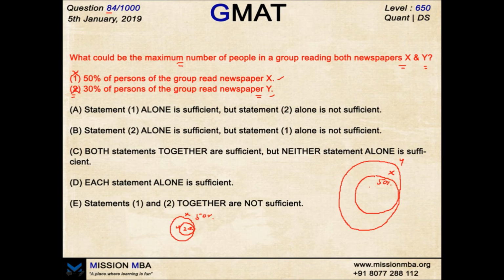But when you give me both, X 50 and Y 30, the maximum amount of intersection, put X outside and keep the set Y inside the set X, and the maximum amount is going to be 30%. So clearly the answer is C. Both statements together are sufficient to answer the question, but neither statement alone is sufficient to answer the question.